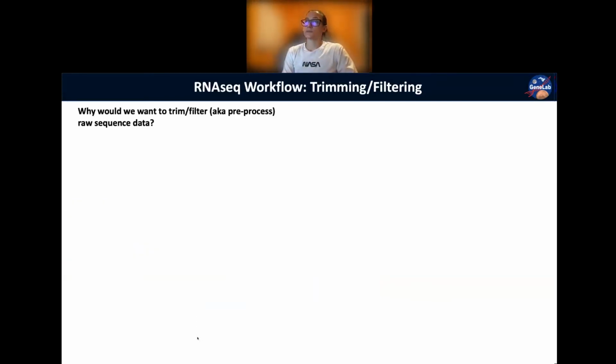Why would we want to trim and filter the raw sequence data? Unmute your mic, or put it in the chat. Elba just shared a link about Illumina's patterned flow cell technology. Why would we want to trim or filter our raw sequence data?